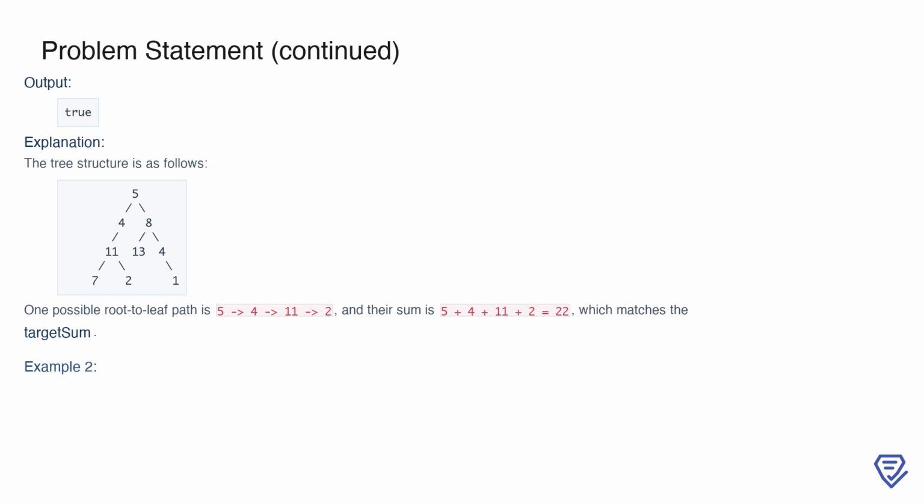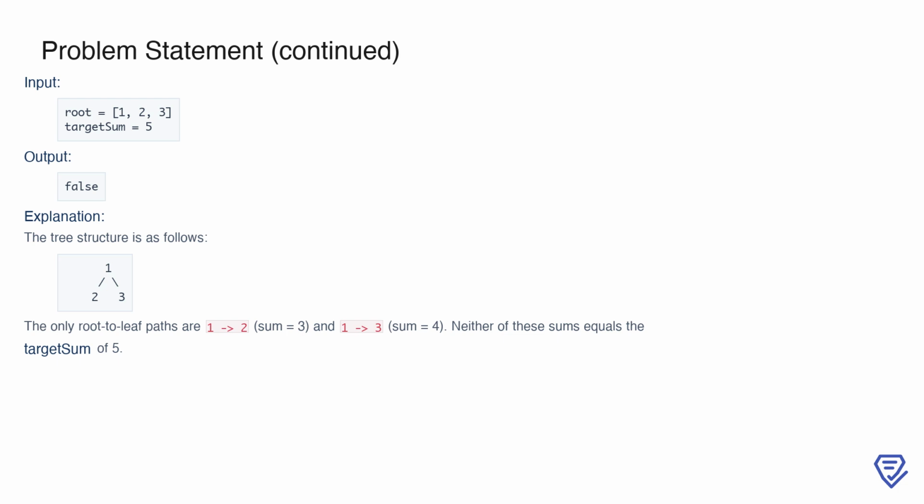Along one possible root-to-leaf path, we traverse 5, 4, 11, and 2. If we add these values together, the sum is 22, which matches the target sum. Therefore, the output for this example is true. Now let's look at another example.